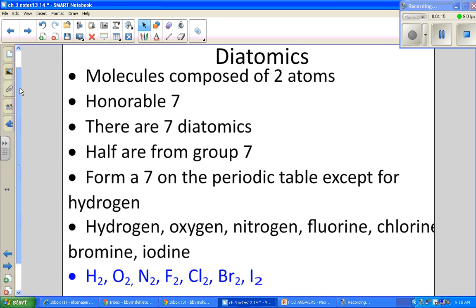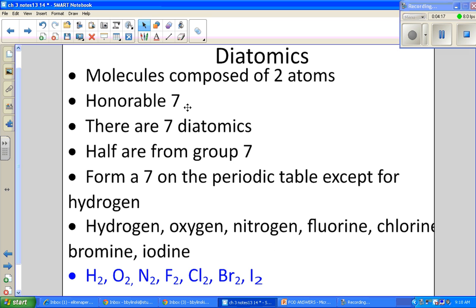Okay, now you have diatomics. I call these the twins. You can call them honorable sevens. They're in group seven. They make a formation of a seven on the periodic table. You get the point. Here they are down here. What you need to know is that they occur as partners, just naturally. And this will be more important to you when you have to start naming things later on.